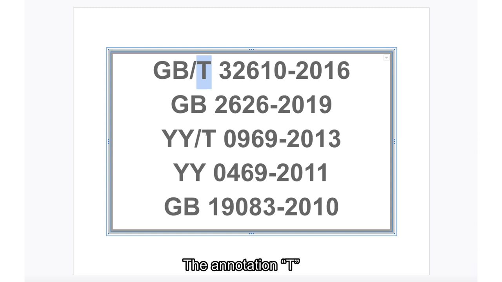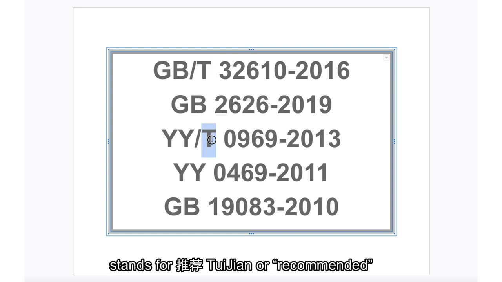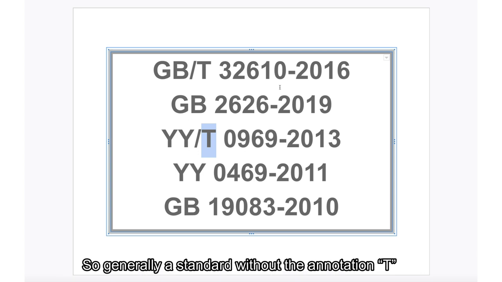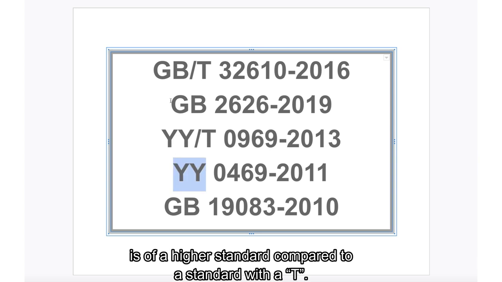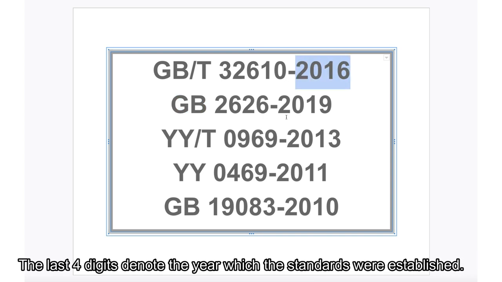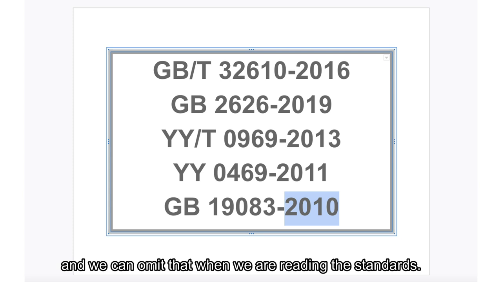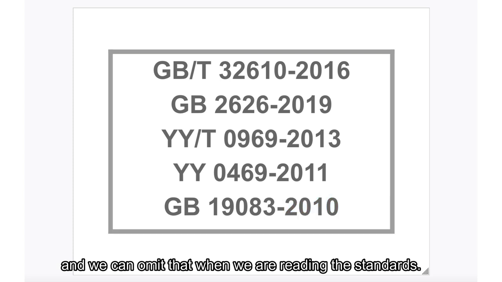The annotation T stands for 推荐 or recommended, which means the standard is suggested but it is not compulsory for a manufacturer to adhere to it. So generally, a standard without the annotation T is of a higher standard compared to a standard with a T. The last four digits denote the year which the standards were established. This is not of our concern and we can omit that when we are reading the standards.